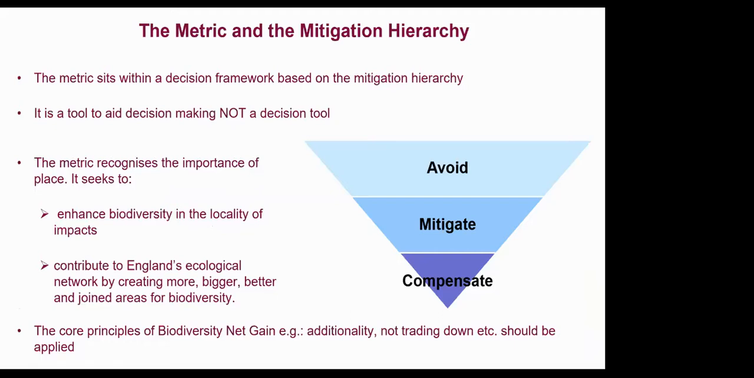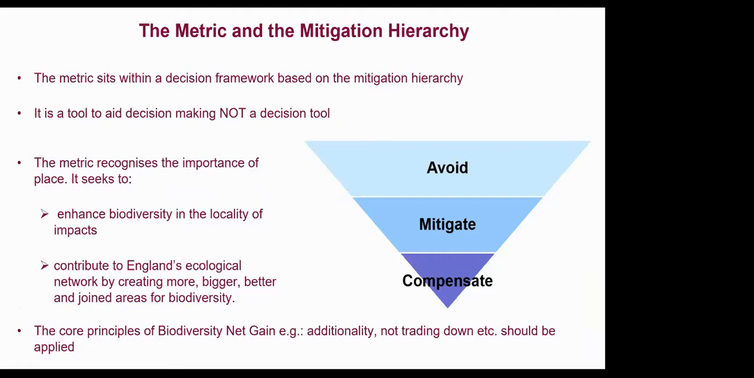So biodiversity net gain more broadly is intended to be additional to and not to replace existing protections to biodiversity or habitat. The metric itself sits within a wider decision framework that is based on the mitigation hierarchy of avoid, mitigate, compensate. And it is very much intended to be a tool to aid in decision-making, to go alongside all of the other factors that need to be considered and not to be a decision-making tool in itself.